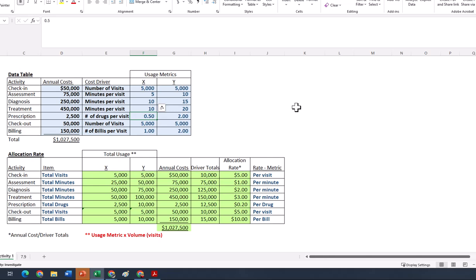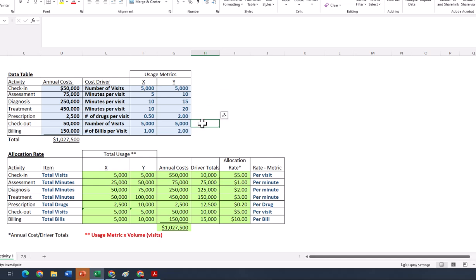Checkout time, we're just going to do it by the number of visits because it's about the same minutes-wise. And then bills, we send out one bill for X, people pay it. Y, maybe it's more expensive. Maybe they don't understand it. It's like fracture care in orthopedics. We get a call like one a day about that. So we've defined these. These are given.